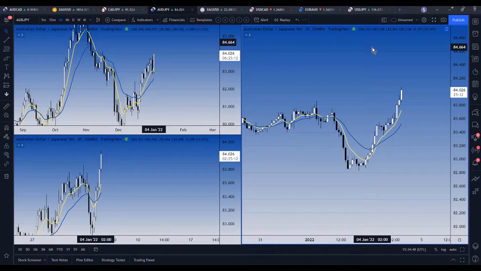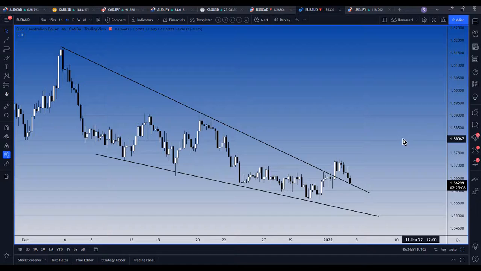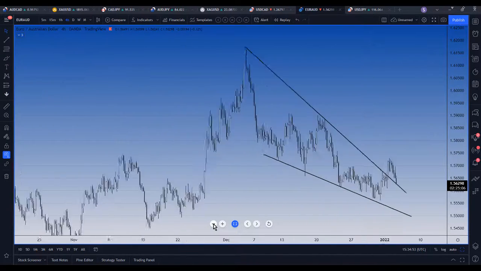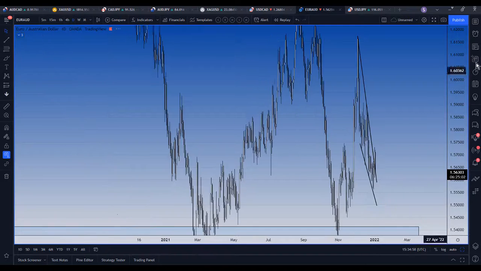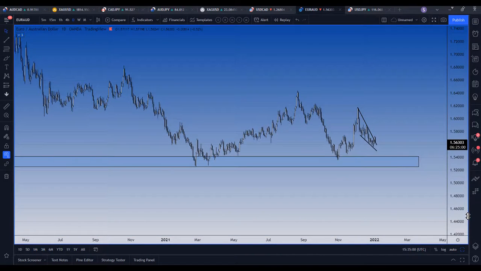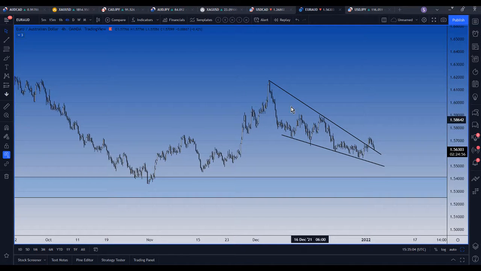I'm going to leave you with Euro Aussie. Just keep your eyes on this. Should we look at this on the daily or the 4 hour? Look at it on the 4 hour. So this is potentially a falling wedge pattern, which technically we'd expect to break to the upside.